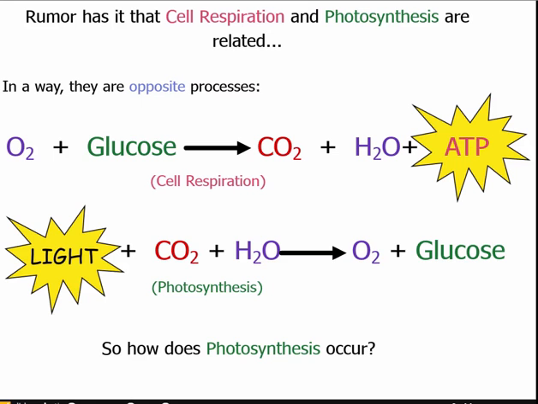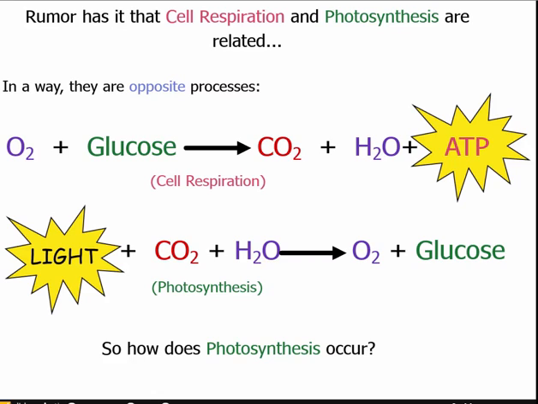Now, many of you may have heard that cell respiration and photosynthesis are related, and in fact, they are opposite processes. If we look again at the equation for cell respiration, oxygen and glucose are entering the mitochondria, carbon dioxide, water, and ATP are being produced. So oxygen and glucose are the reactants, carbon dioxide, water, and ATP are the products. If you look at the equation for photosynthesis, you can see that the process is exactly reversed. The only difference is that instead of having ATP as the energy form, we have light, sunlight specifically, as the form of energy.